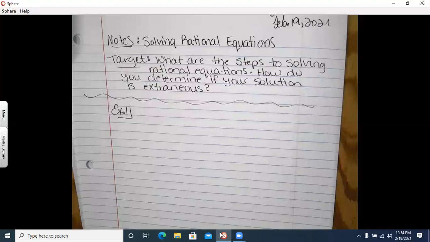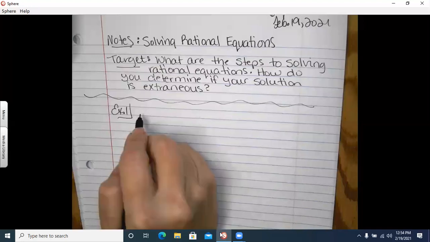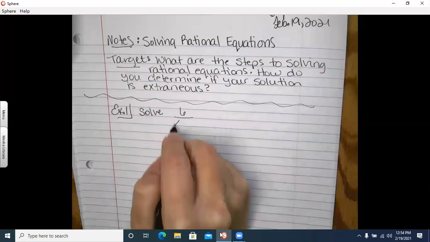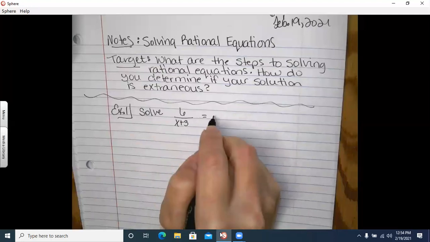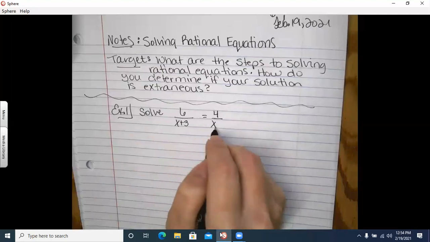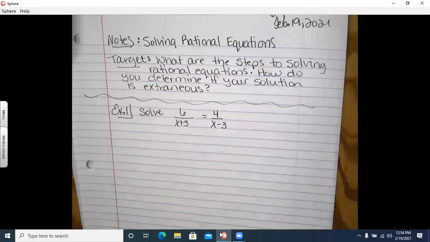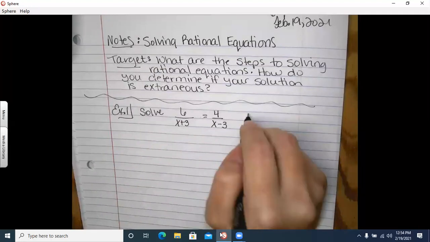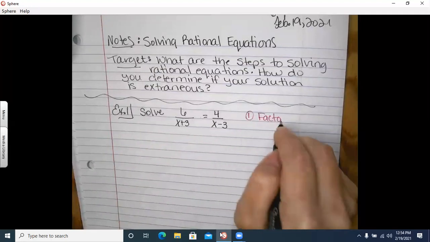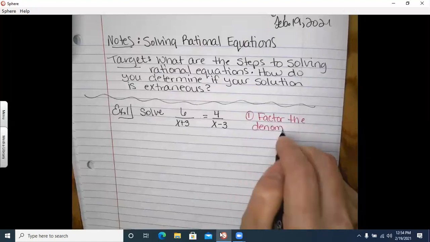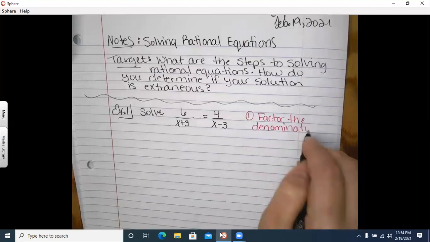So we're gonna solve 6 divided by x plus 3 equals 4 divided by x minus 3. First thing we're going to do is factor the denominator wherever possible.